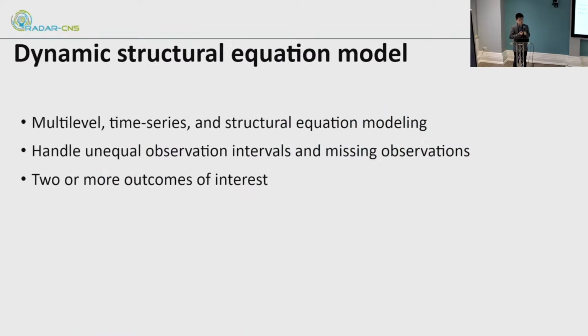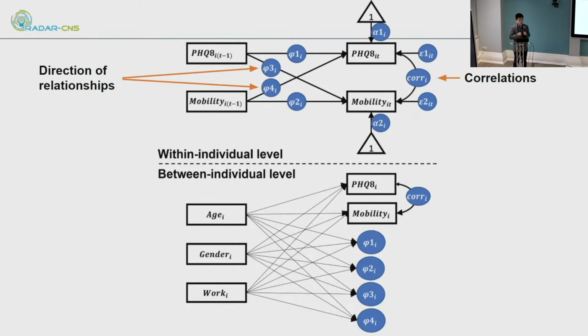We used the dynamic structural equation model in this study, and this model has some advantages. It can handle unequal observation intervals and can handle missing observations, and it can measure the longitudinal relationship between two outcomes, and it can also assess the correlations between them. And here is the diagram of the dynamic structural equation model. The directions of relationships and the correlations can both be measured at the within-individual level, and the individual differences, such as age, gender, and work status, can be considered at the between-individual level.